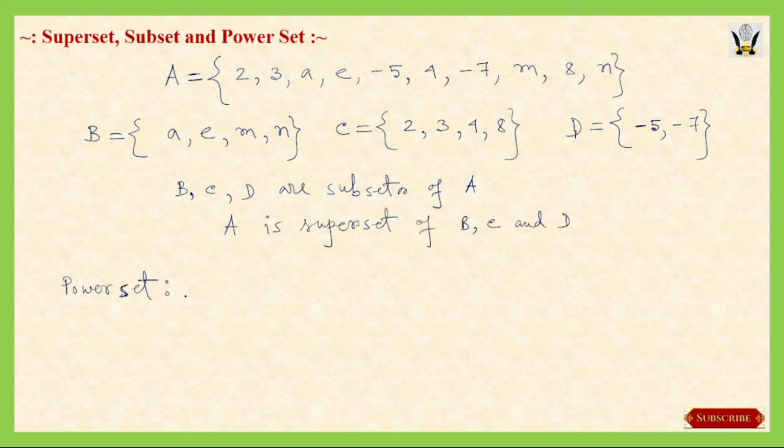The concept of power set is also related to the concept of superset and subset. Suppose we have a set A which has 3 elements, suppose 2, 3 and 4. So from this set, how many subsets can we form, if we include the empty set and also that set itself? First we will see how many subsets we can form from this given set.